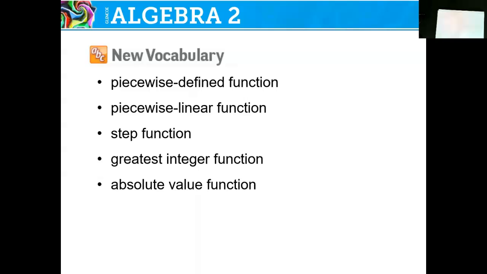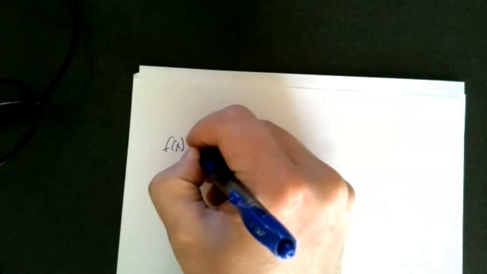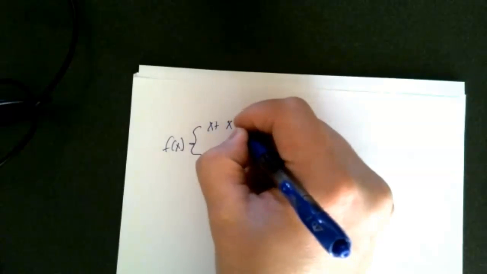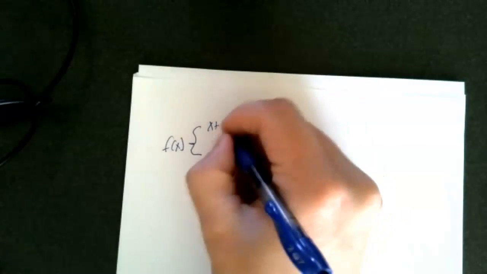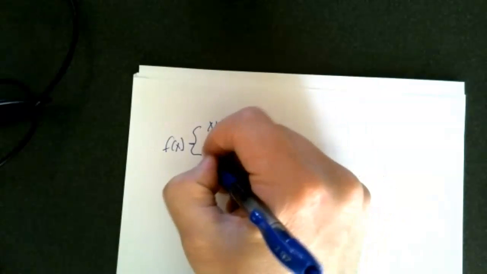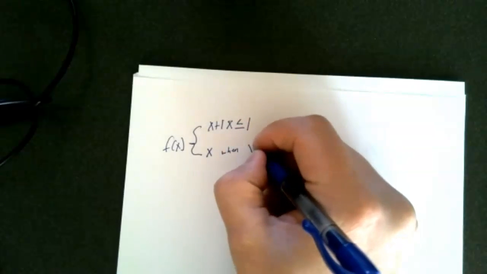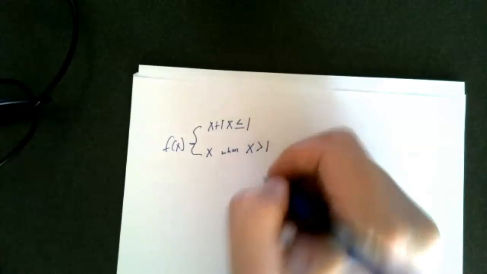Okay, the types of functions that we're going to graph are the piecewise defined function, a piecewise linear function. Those are pretty simple. Most common ways that those are expressed to you, I'll give you an example. It'd be like f of x is equal to x plus 1 when x is less than or equal to 1, and then x when x is greater than 1.